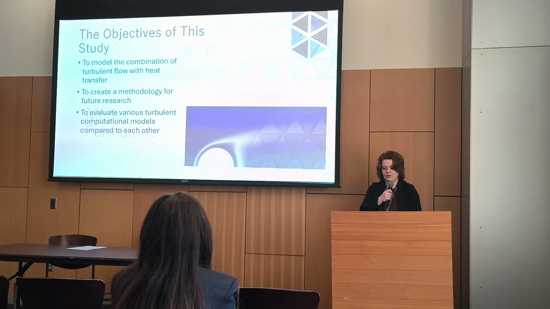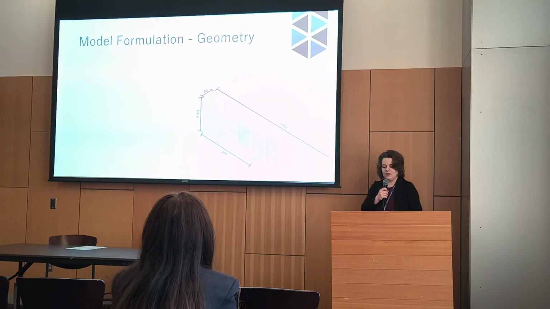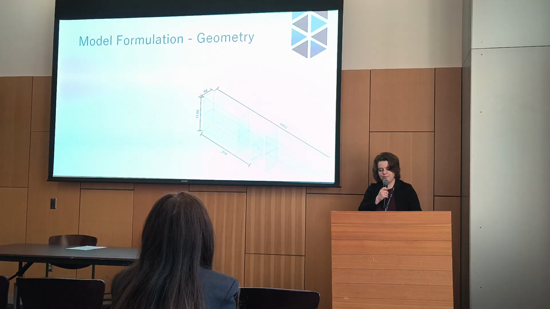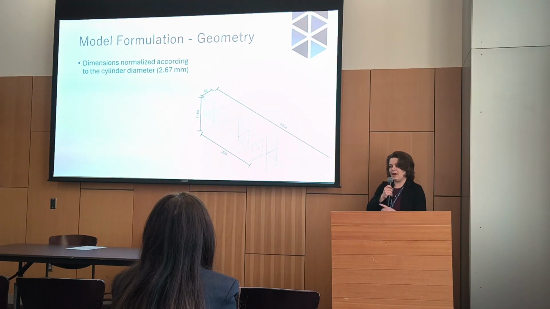So going into our actual model formulation, starting with our geometry, all of the walls are symmetry, except for the little tiny heated cylinder in the middle. That one is aluminum. And then all of this is normalized according to the cylindrical diameter, which is 2.67 millimeters. They had a little bit of beginning at the start, and then they took data at 420D past the cylindrical surface. So that would be 440D by that reference.